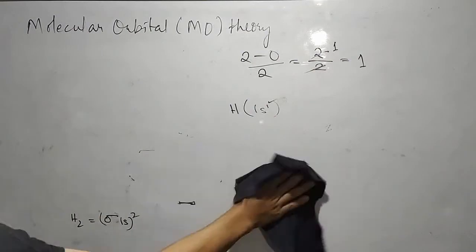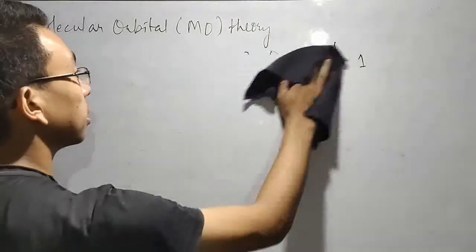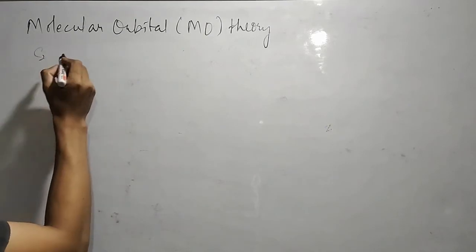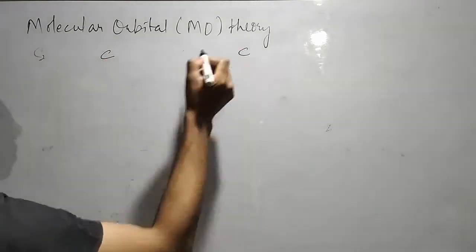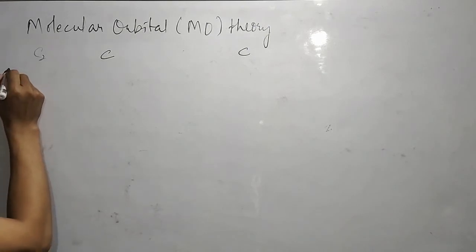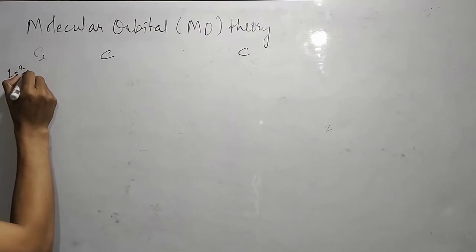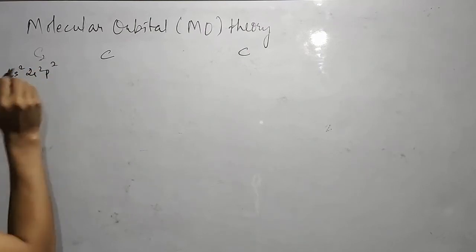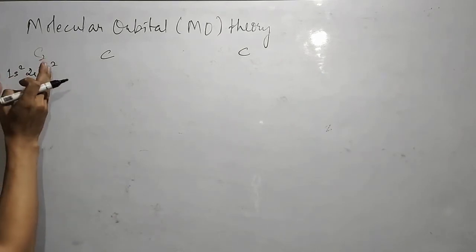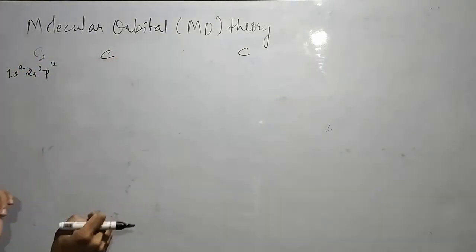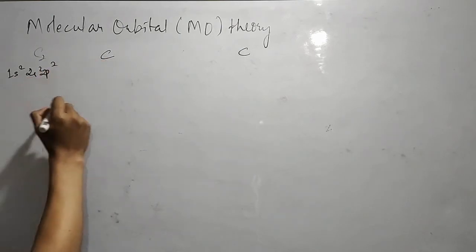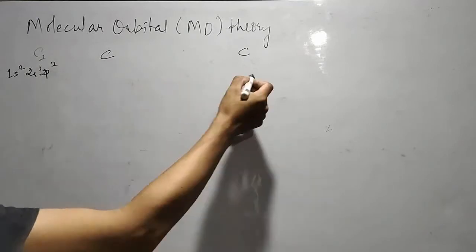Suppose it is C2, so C and C. The electronic configuration of C is 1s2, 2s2, 2p2, isn't it? This set will be for both of the carbons. This carbon has 1s2, 2s2, 2p2, and this carbon also has 1s2, 2s2, 2p2.